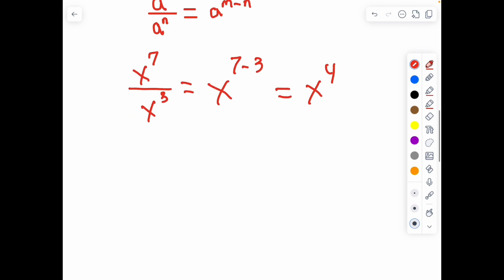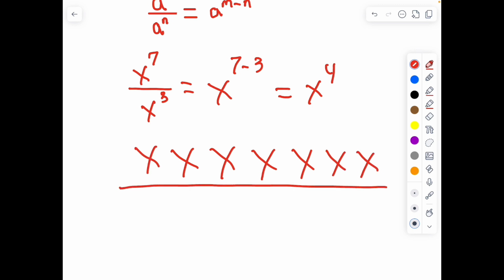So another way you can look at this is if you have, say, 7 x's in the top, and you divide that by 3 x's, well, you can cancel out 3 and 3, and that leaves you with 4.